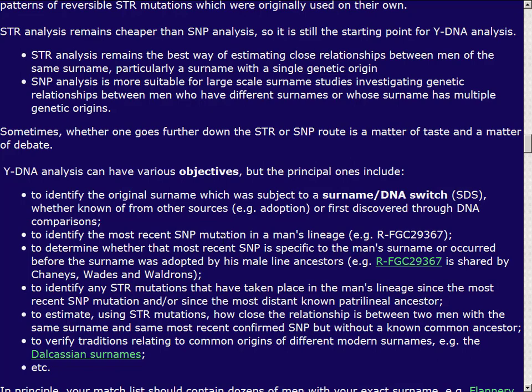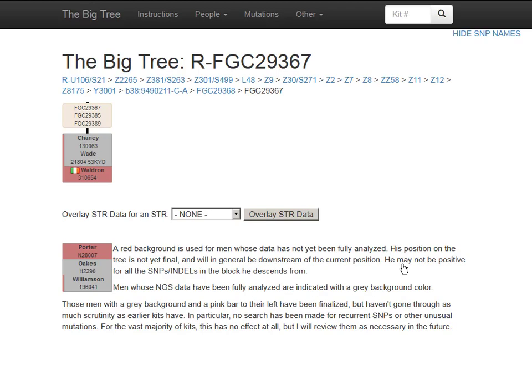You might be interested from a purely scientific purpose in looking at where you fit on the SNP tree. You might be interested in whether your most recent SNP mutation is specific to your surname or is older than the adoption of surnames or occurs in other surnames. So here's my most recent SNP mutation, FGC29367, and I will bring up the big tree, which is a third-party website run by a guy called Alex Williamson, who maps the SNP mutations to the surnames.